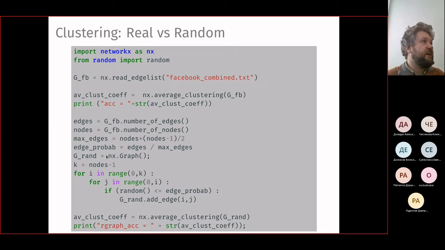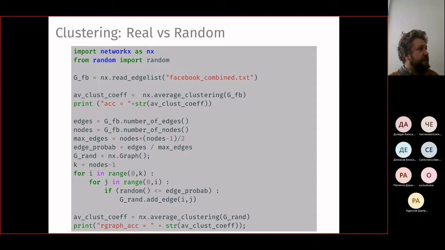Grand is what is called an Erdős-Renyi random graph. It means that we take the same number of vertices as in the original graph. Basically we took the same set of vertices. And then for each pair of vertices, independently, we either draw an edge or do not draw it, with some probability. And the probability is also the same as in the original graph.